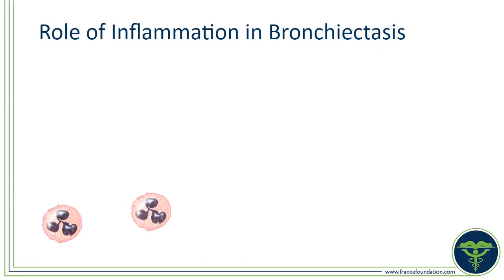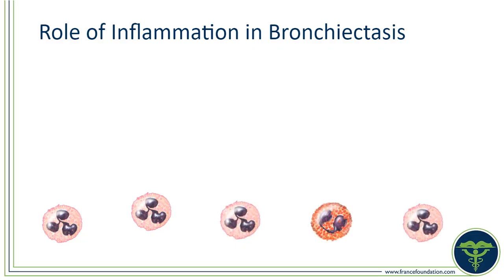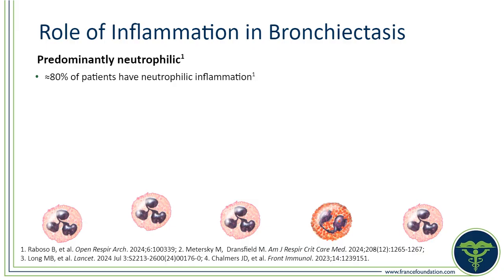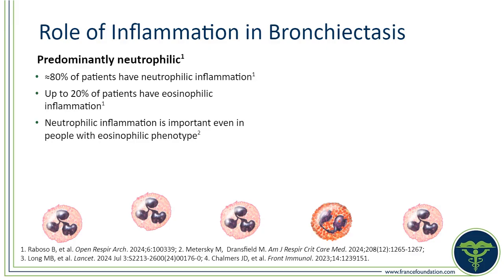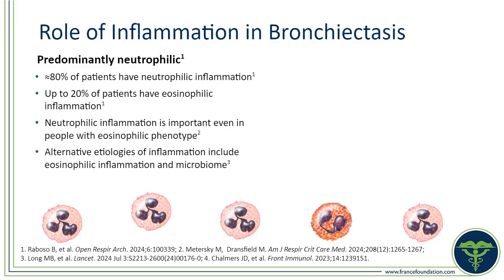To look at the role of inflammation in bronchiectasis. It is predominantly neutrophilic, where about 80% of patients have neutrophilic inflammation. But we must not forget that about 20% of these patients could have eosinophilic inflammation. The types of inflammation are important as these often help classify the clinical phenotypes. And neutrophilic inflammation is important even in those who actually have eosinophilic phenotypes. Alternative etiologies for inflammation may include the eosinophilic inflammation, but also the microbiome, as this can become important in determining the amount of inflammation and the frequency of exacerbations in patients.